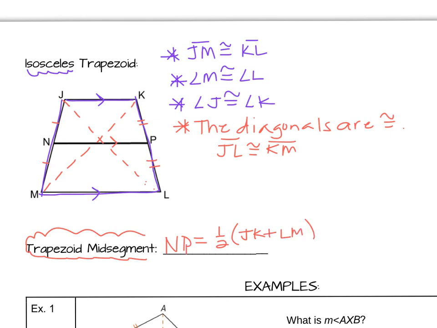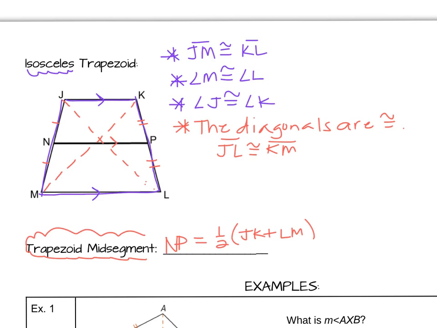So in general, hang tight. Let me fix that letter here. So in general, if you take the two bases, add them together and divide by 2, that's going to be the value of the mid-segment. And we'll use that formula later on in some examples.